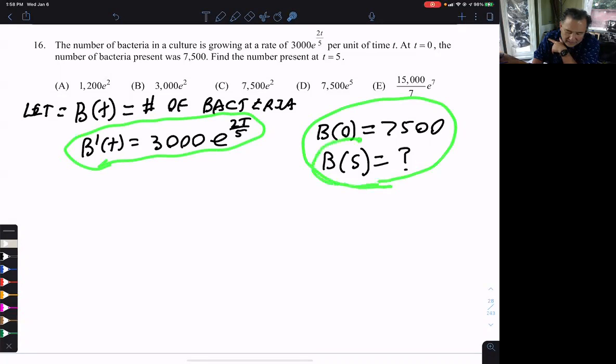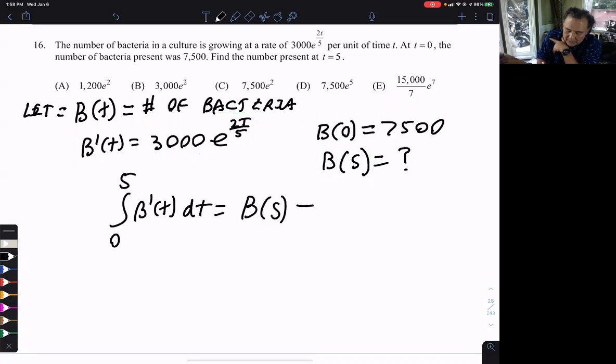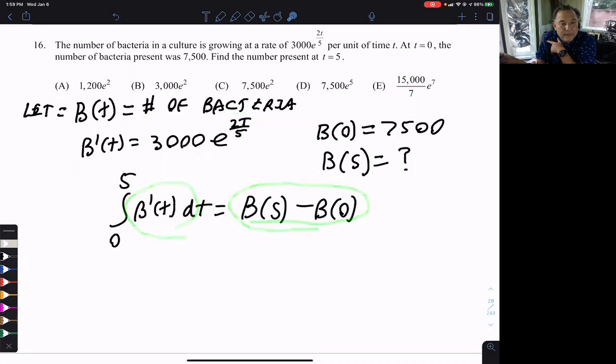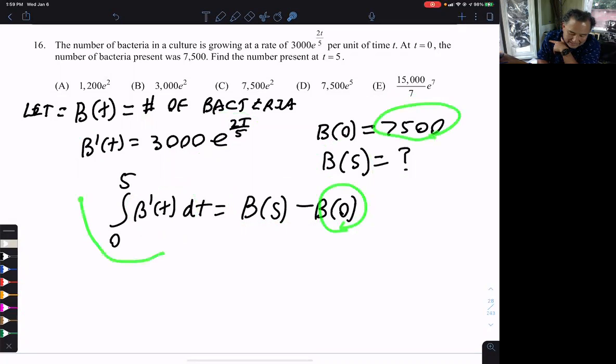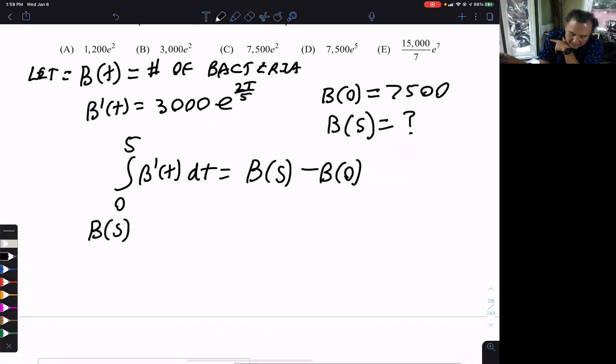So this is what should start popping into your head. The integral of B prime of t from 0 to 5 by the fundamental theorem is B of 5 minus B of 0. So in other words, if you integrate the rate of B, it gives you the change in B. And here is why this is good. I know this value, 7,500. I can calculate this value, so I can solve for B of 5. So to summarize, B of 5 is B of 0 plus the integral from 0 to 5 of B prime of t dt.